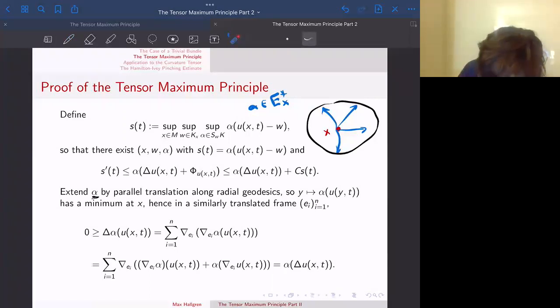Okay, and similarly, we choose an orthonormal basis of the tangent space at the point X. And we also parallel translate these along the radial geodesics. Okay, and when we do that, we can now use the fact that, once again, just by the second derivative test, we know that the Laplacian of alpha of u is going to be less than or equal to 0 because it achieves a local maximum at x. And now we want to be able to relate this to this.